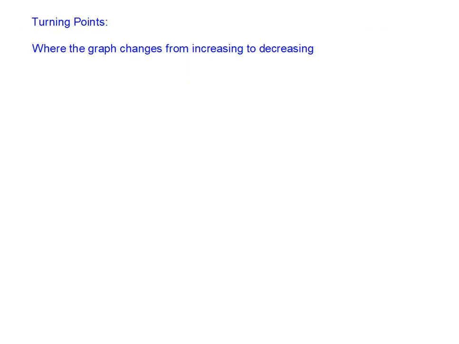All right, and the last thing we're going to talk about here are turning points. You've seen these before. We haven't called them turning points, but basically a turning point happens where the graph changes from increasing to decreasing, or vice versa. So, for example, let's draw a graph. We'll draw a nice big one. Let's draw this one right here.